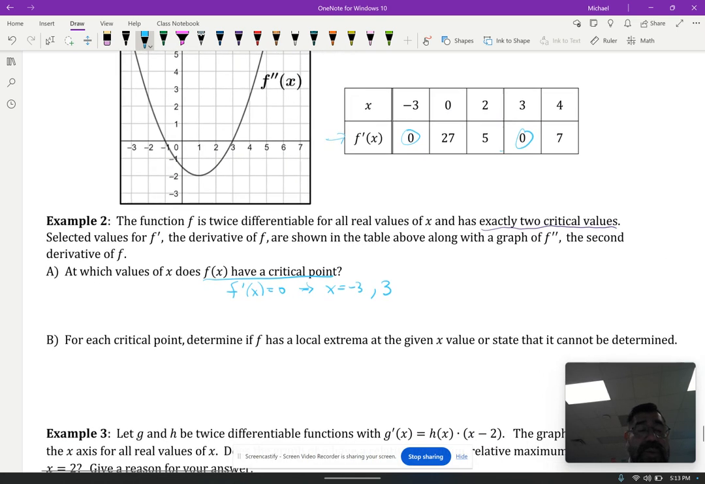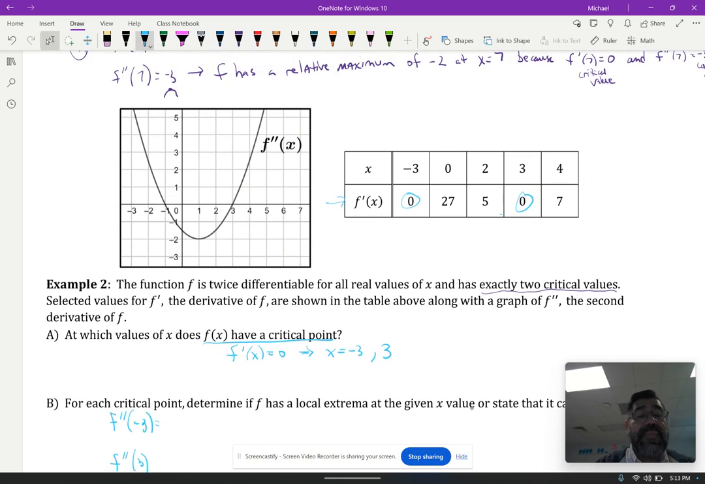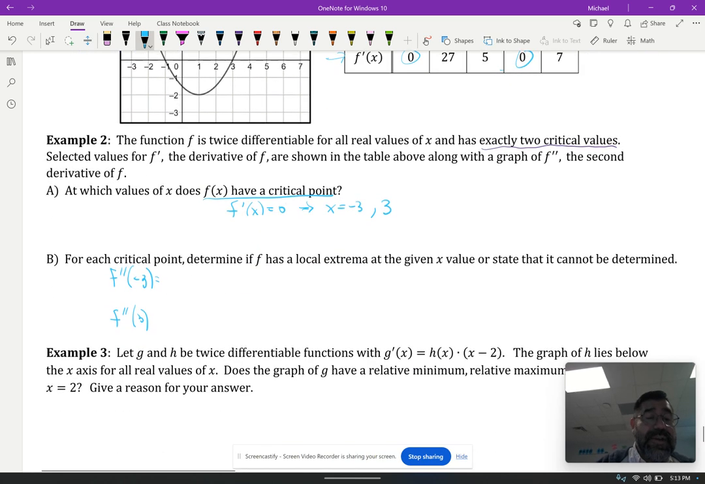For each point, determine if f has a local extrema, a local minimum or a local maximum at the given x value, or state that it cannot be determined. All right, well, let's find the second derivative at -3, and we'll find the second derivative at +3. At -3, this is the second derivative graph, so the y values of this graph are the second derivative values. So when x equals -3, I don't know what it is, but I know that it's positive. So therefore, the second derivative at -3 is greater than 0. It's positive.